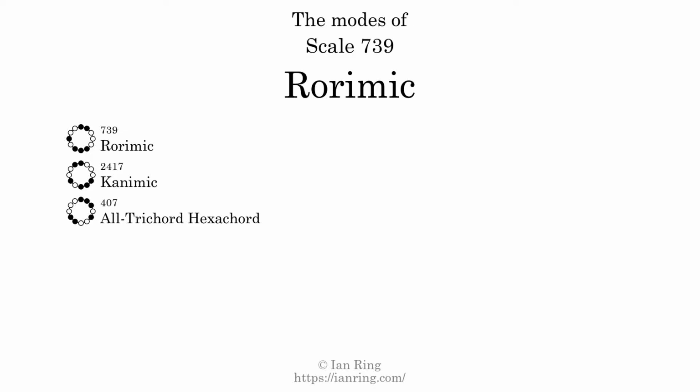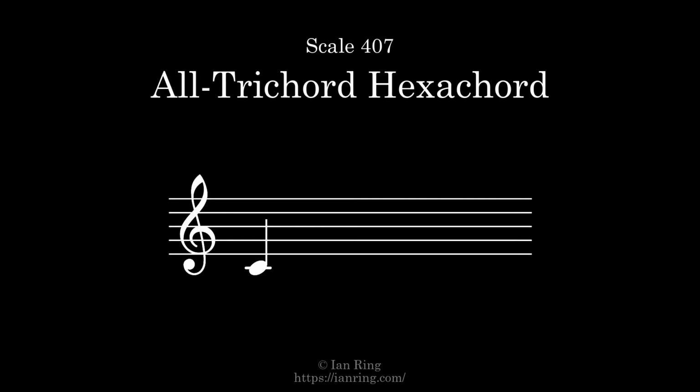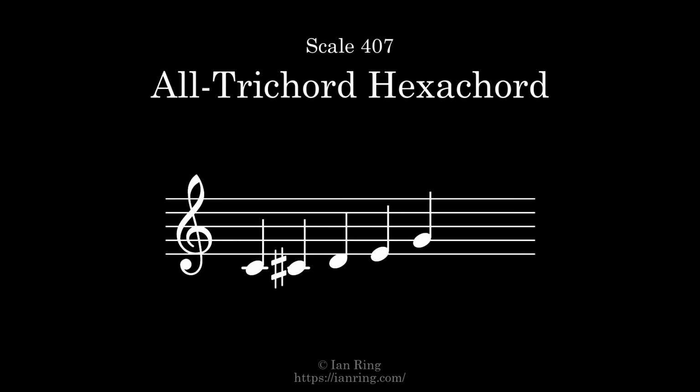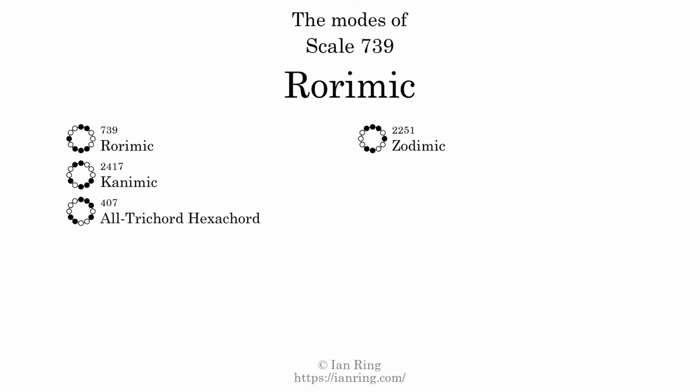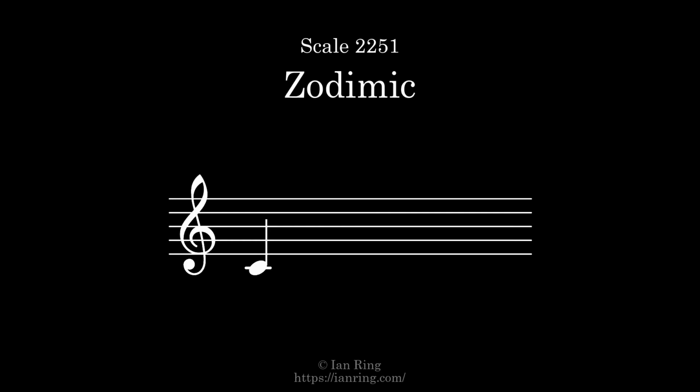The third mode is scale 407, also known as all trichord hexachord. It sounds like this. The fourth mode is scale 2251, also known as Rorimic. It sounds like this.